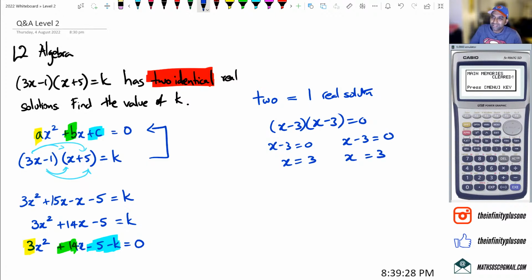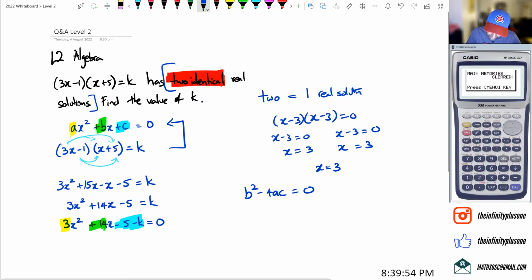And what you can see here is that you've got two identical solutions, or one real solution. So be careful with the wording here. They're saying two identical real solutions. They're not saying two different solutions. They're saying identical, which means it is the same number. So because of that, we know that the discriminant is going to equal 0.